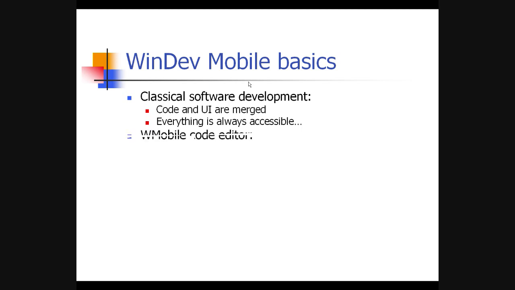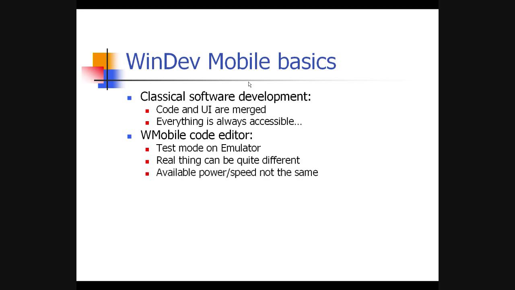Now, in WinDev Mobile software development, when you are developing, you test first on an emulator that is available natively. It's going to display a very nice window, pretty, with the design of your PDA. It's really nice. But you're on an emulator, and the real thing is clearly going to be different. How different it is going to be is the reason why you have so much trouble when you develop this kind of software. So clearly the available power and speed are not the same.